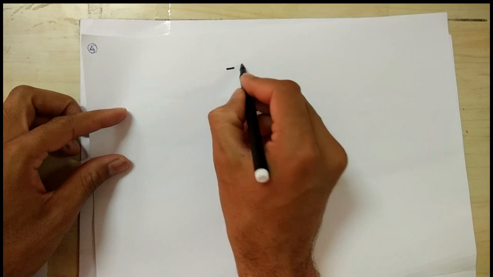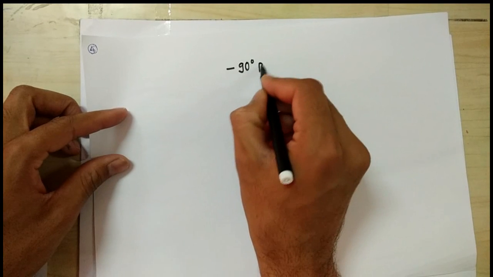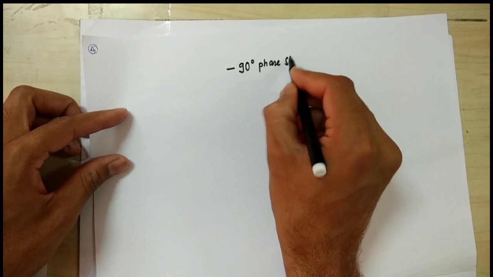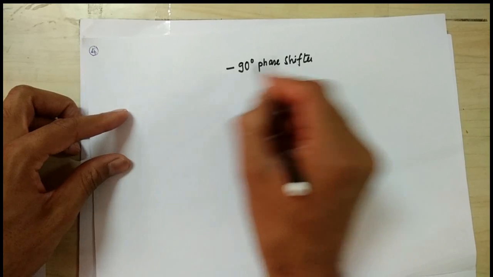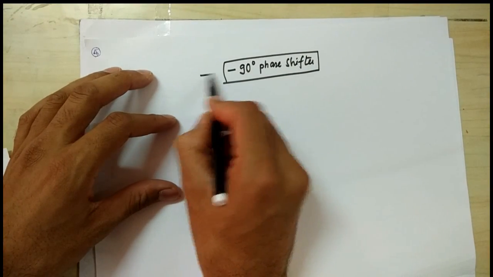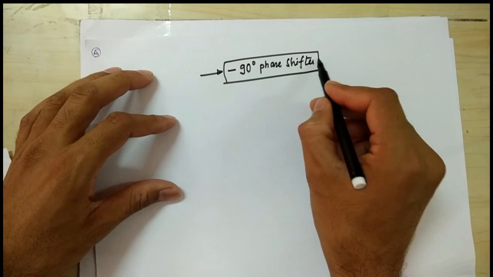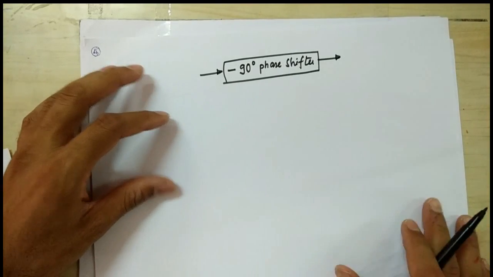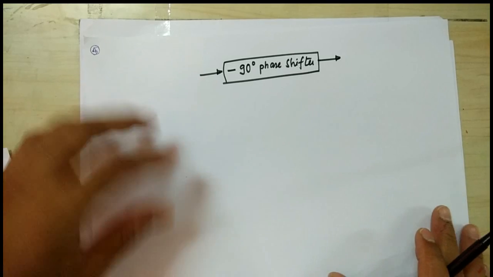As I said, what is a minus 90 degree phase shifter? Let us try to look at that. What is a minus 90 degree phase shifter? If you apply any signal to this, it is going to shift it by minus 90 degrees.